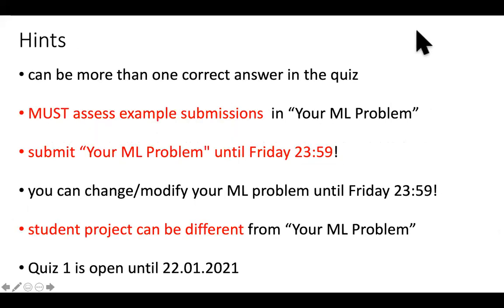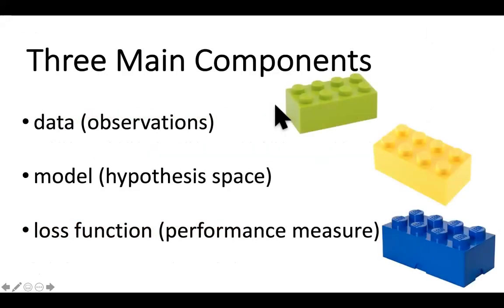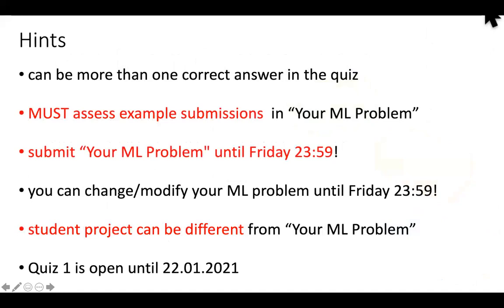This brings me to the next questions. Yeah, there was one question about the quizzes. So there might be more than one correct answer. For one single quiz question, there might be several options correct. Another question on the chat: I haven't understood clearly what is the difference between feature and data point. Yeah, I will talk about this in a second. So I will repeat a bit the notion of a data point.